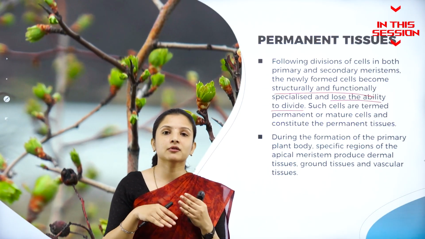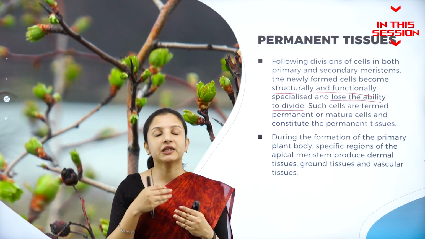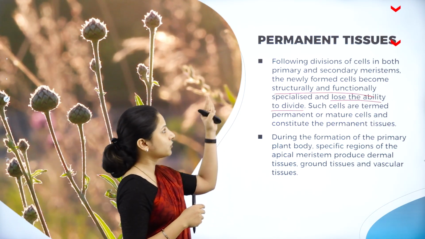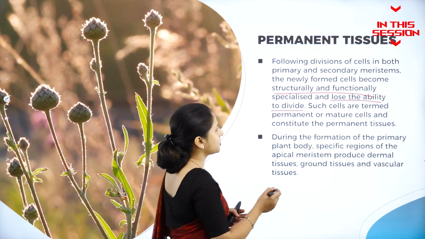The older cells will no more divide. They will become completely mature and they will stop their division. So such cells together constitute the permanent tissue.